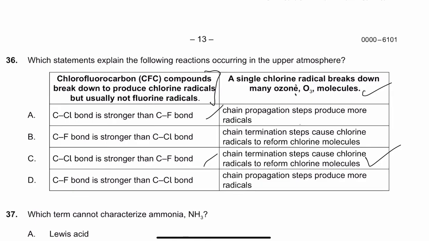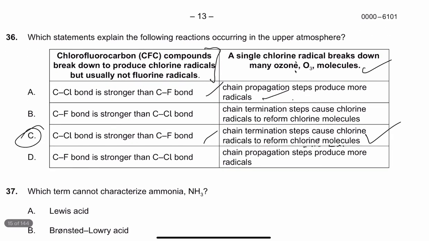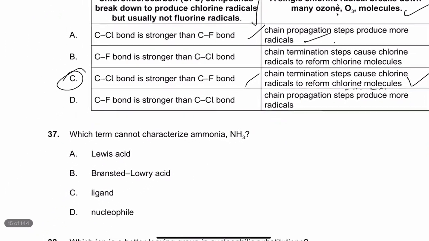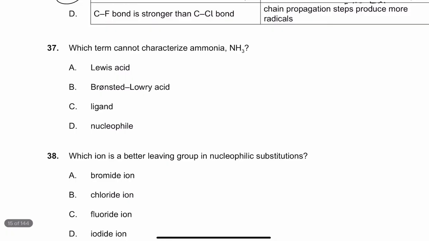It's not telling us about how it's able to produce more radicals. It's talking about how this single one is producing more chlorine molecules, allowing the process to recycle and reoccur, causing the further breakdown of O3 molecules. There we go. Now, which term cannot classify ammonia?